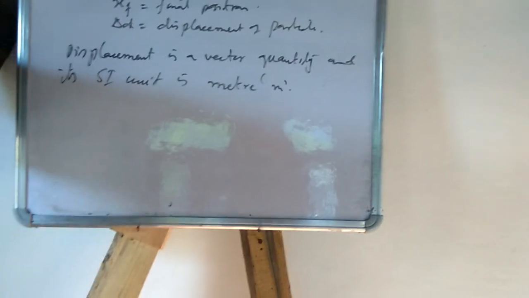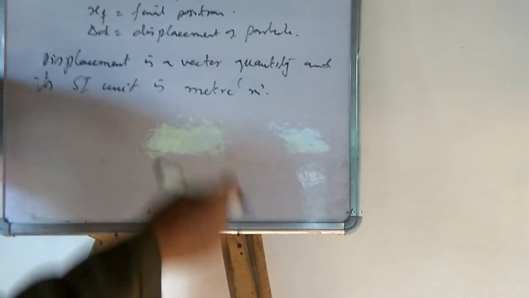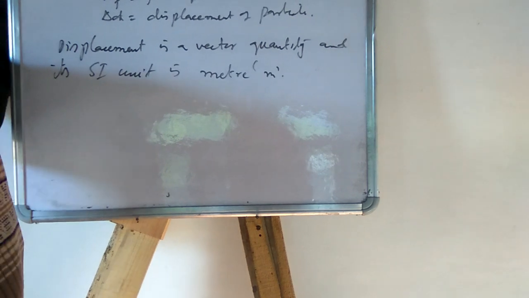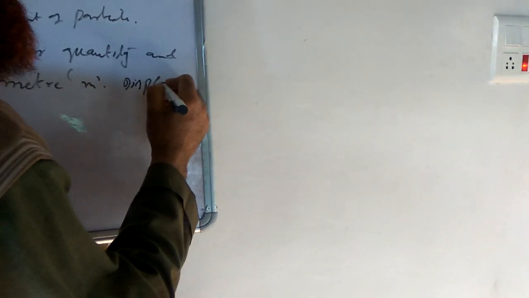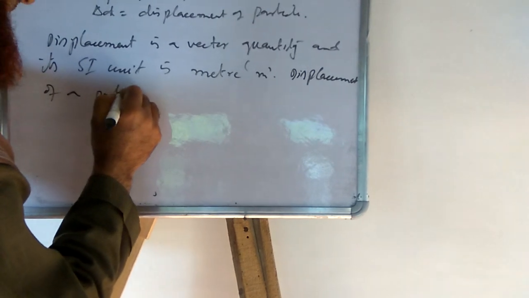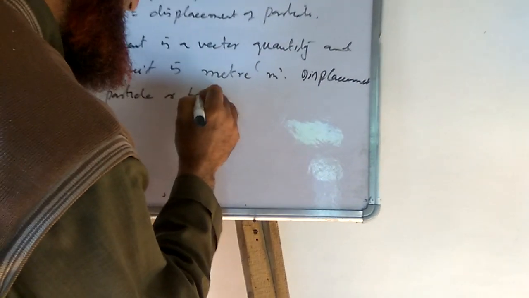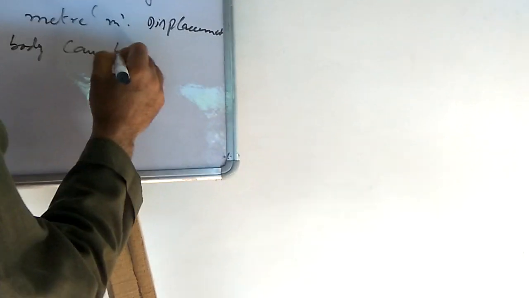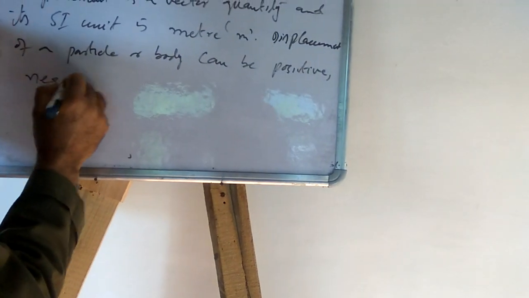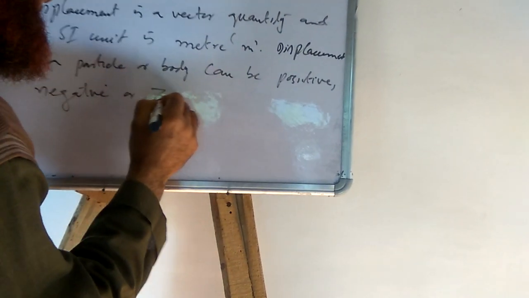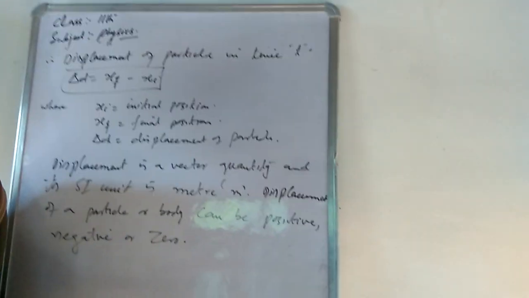Dear students, as we know, distance is always positive, whereas displacement can be positive, it can be negative, or it can be zero. Displacement of a particle or body or object can be positive, negative, or zero. This is the difference between distance and displacement.